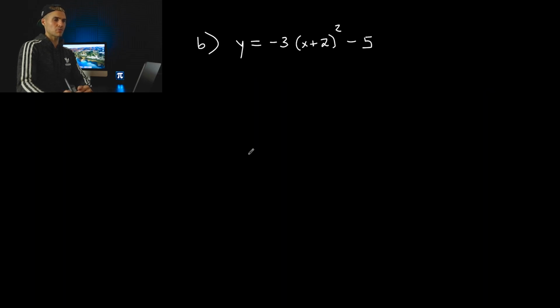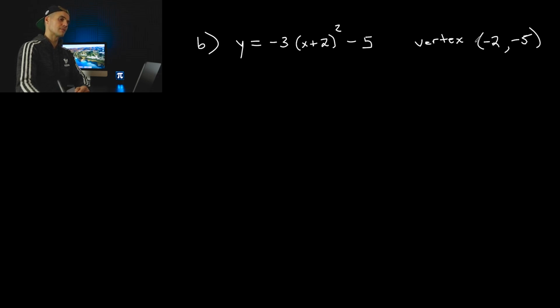And then moving on to part B, here we have a quadratic that's in vertex form. So we have y equals negative 3 bracket x plus 2 squared minus 5. Okay, so what is the vertex here of this quadratic? Because it's in vertex form, we can get the vertex right away. Notice it's going to be (negative 2, negative 5). Remember, it's always going to be the opposite sign for the x value.